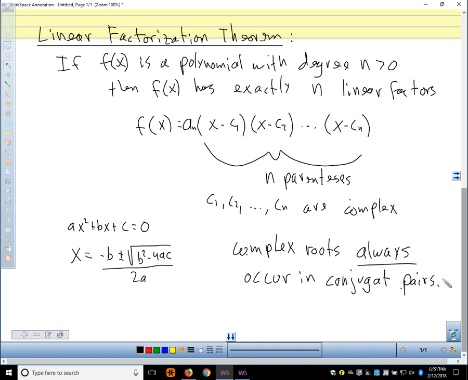So it's impossible to get one complex number as a root for a polynomial. They always show up in pairs, and the pairs are always conjugate. And that's why in Descartes' rule of signs, we count the sign changes, and then we go down by a multiple of 2. Because we can get 2 complex roots, we can get 4 complex roots, we can get 6, but we can't get 3. So they always occur in pairs.